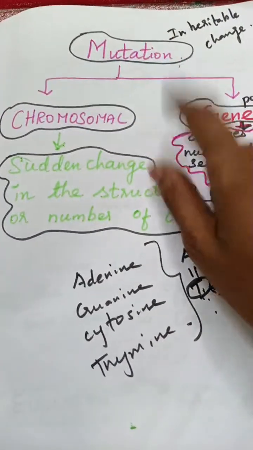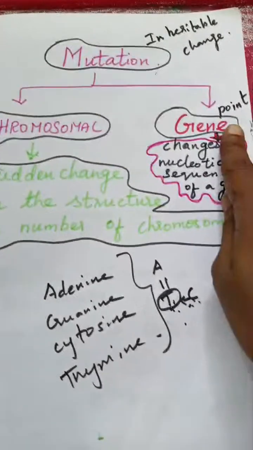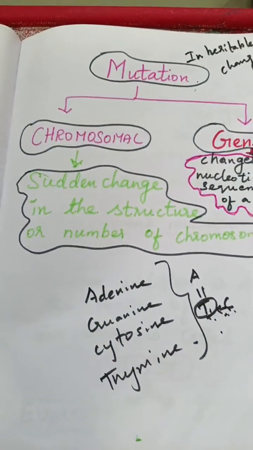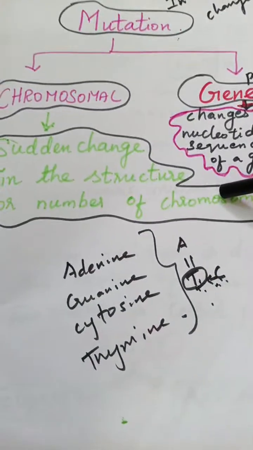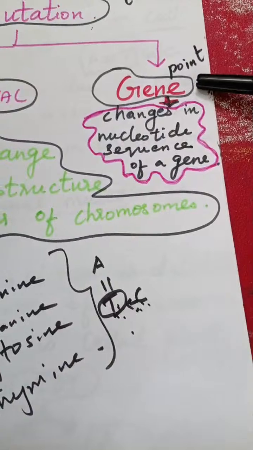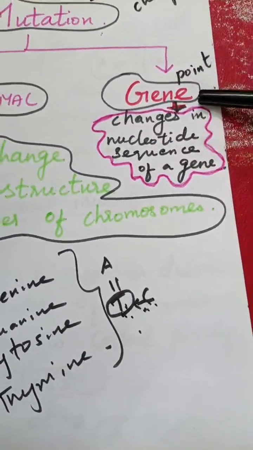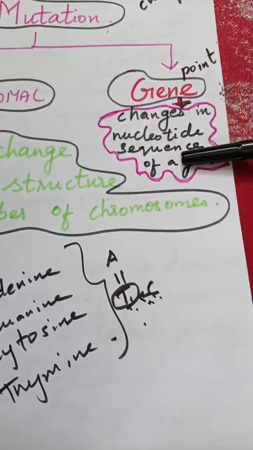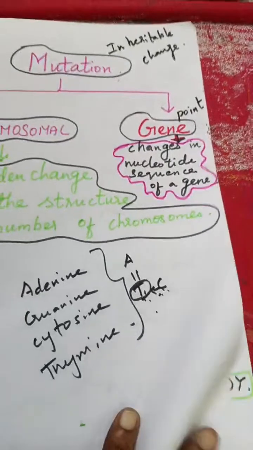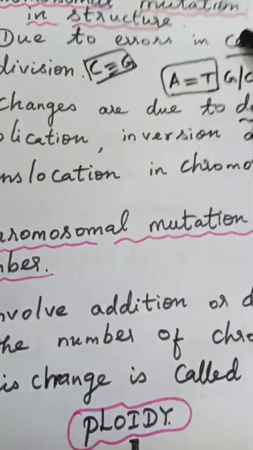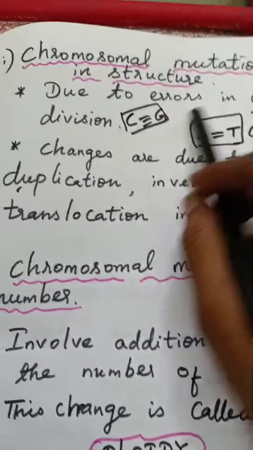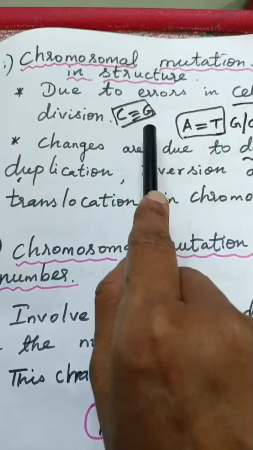Next, what we have studied is mutation. We have studied about the chromosomal mutation and the gene mutation. There are two types. Chromosomal mutation is nothing but the changes in the structure or number of chromosomes, a sudden change. And the next is the gene or point mutation, which is changes in the nucleotide sequence of a gene. We have also studied the chromosomal mutation in structure, which is mainly due to errors that happen in cell division.